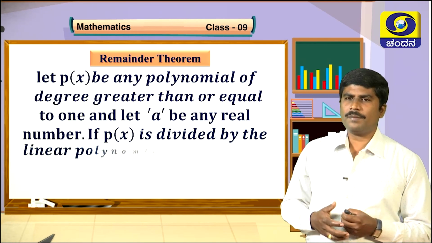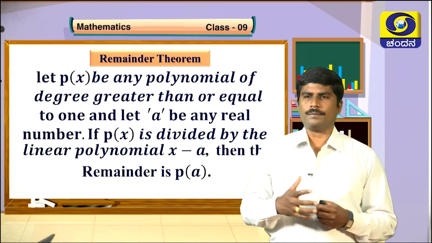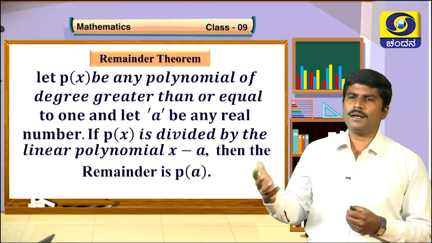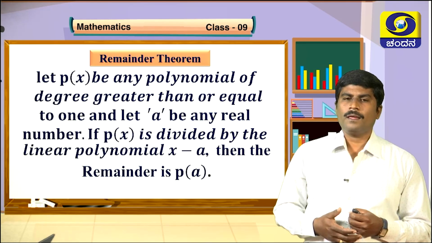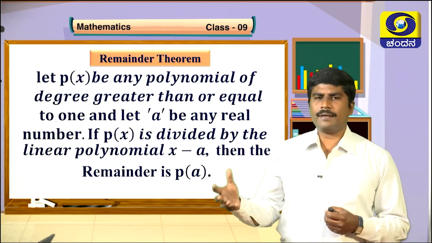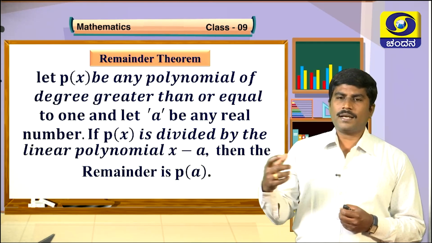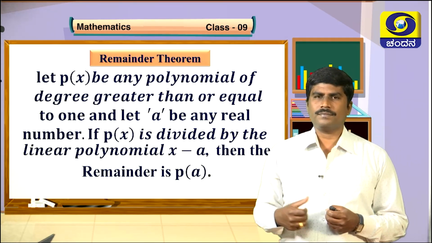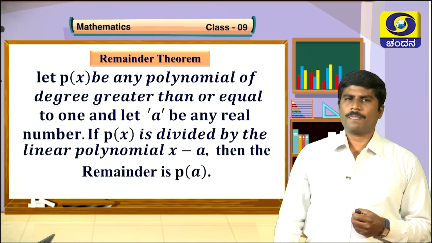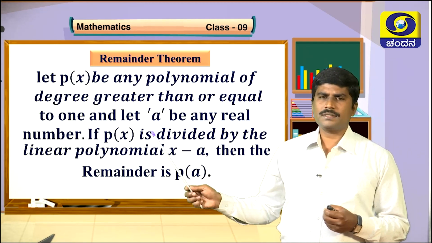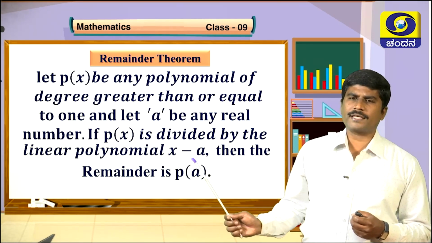Let p of x be a polynomial of degree greater than or equal to 1. Let a be any real number. If p of x is divided by the linear polynomial x minus a, then the remainder is p of a. So this is the statement of the remainder theorem. Please try to understand this. So p of x is divided by the linear polynomial x minus a.